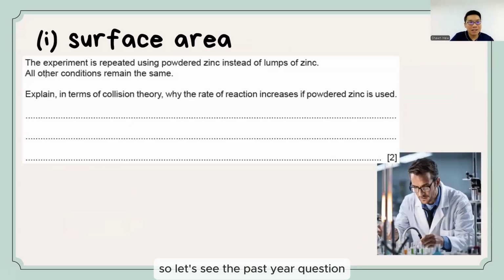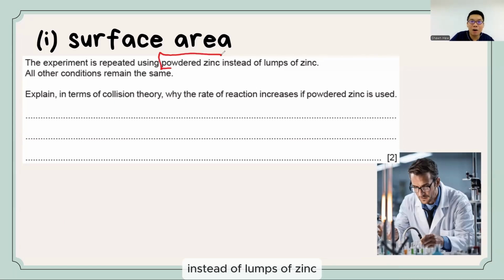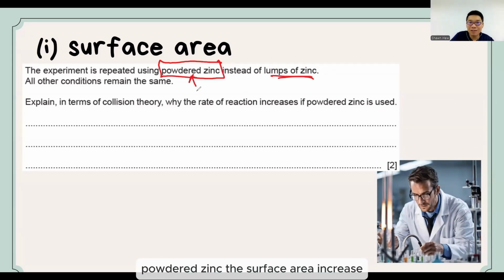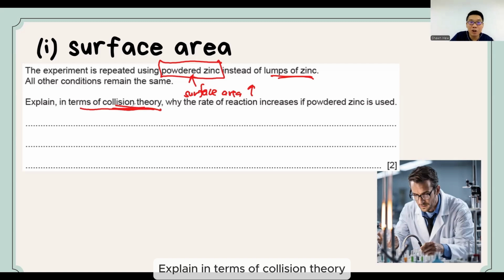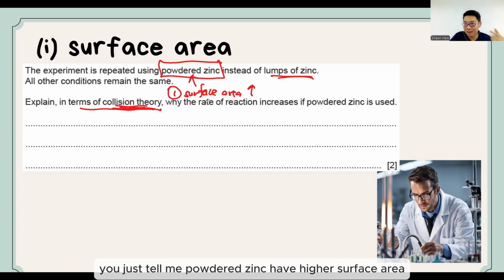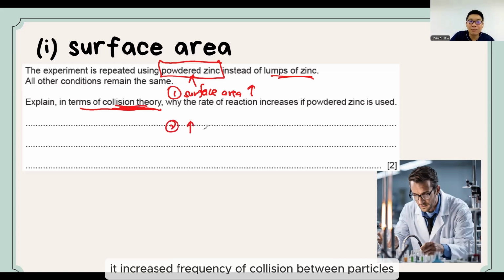So let's see the past year question. The experiment is repeated by using powdered zinc instead of lumps of zinc. With powdered zinc, the surface area increases. All other conditions remain the same. Explain in terms of collision theory why the rate of reaction increases if powdered zinc is used. First, you just tell me powdered zinc has higher surface area. It increases the frequency of collision between particles.